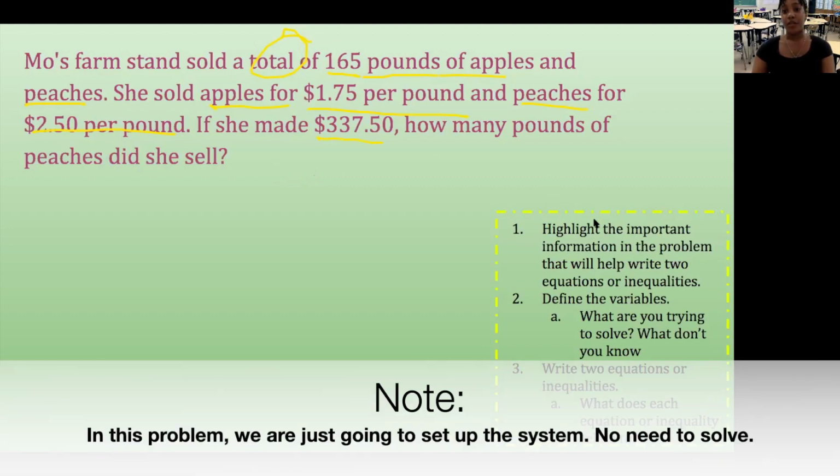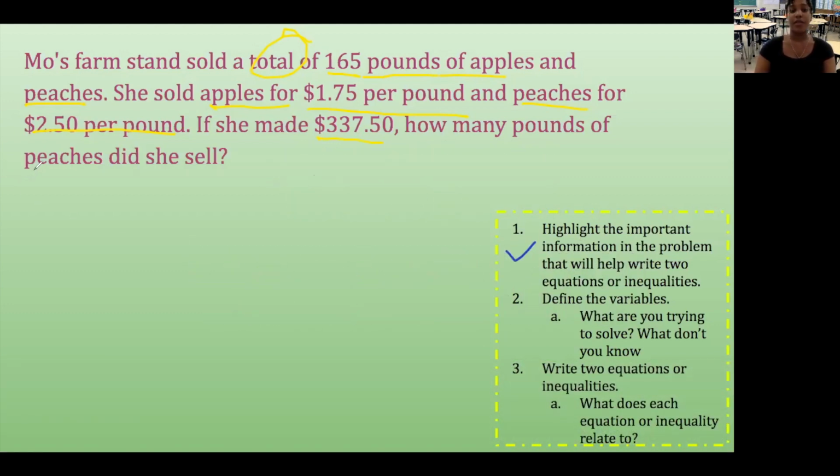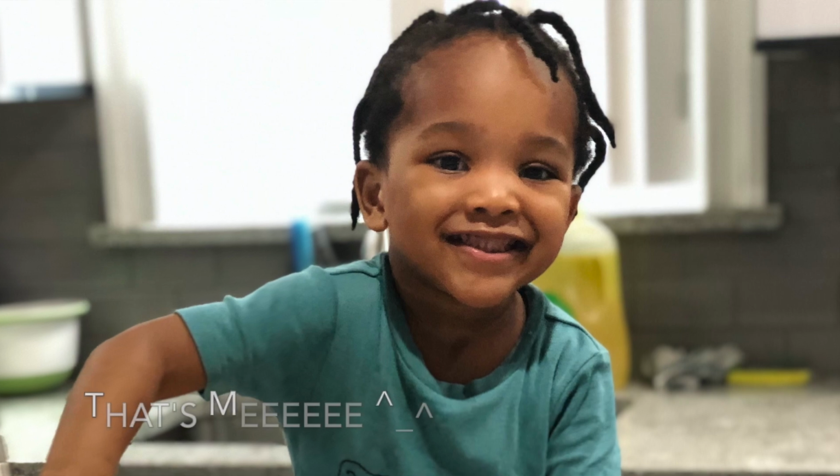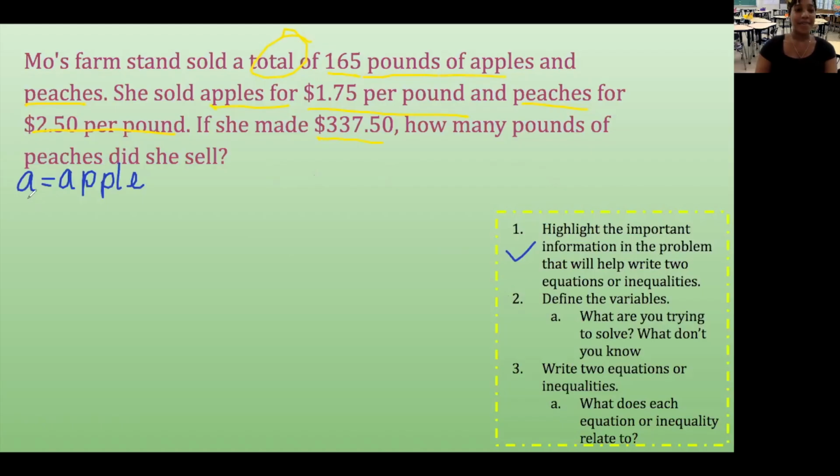So the first thing that we are going to do is define our variable. They're talking about two things in this problem: apples and peaches. To make it easy for ourselves, let's use A for apple, and P for peaches. So we defined our variable because that's what we don't know and what we're trying to solve for.